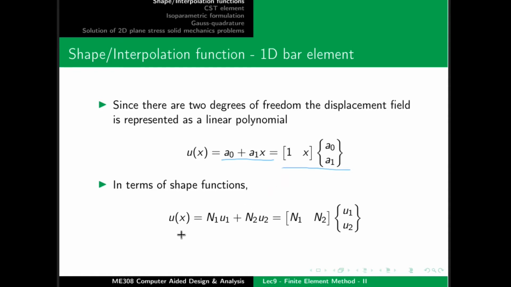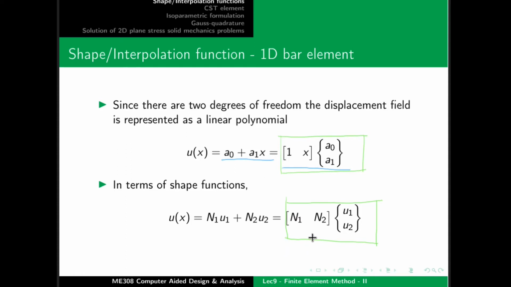Similarly, the displacement function can be represented in terms of shape functions. That is, we have u of x equal to N1 u1 plus N2 u2, where N1 and N2 are functions of x. If we multiply these two matrices, we get this expression. So you have to keep these matrix forms in mind. We will frequently refer to this one and this one. Both are representations of the displacement function. Here this is a direct polynomial, and this is in terms of shape functions.